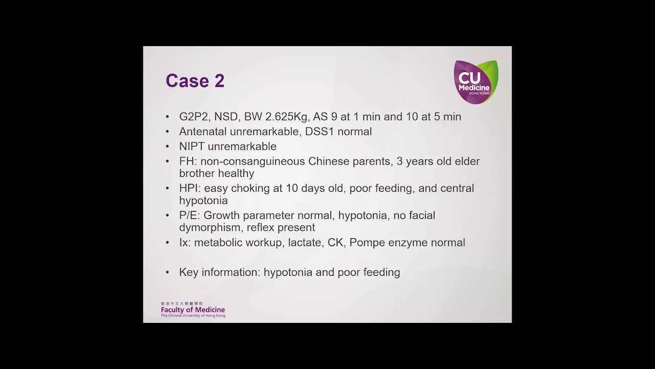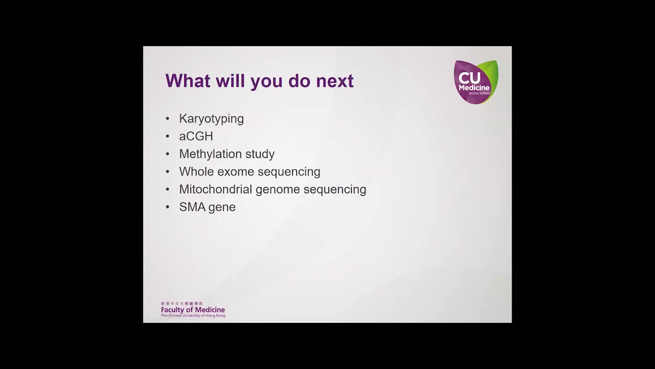So the key features for this patient are hypotonia and poor feeding. So we have to keep Duchenne and also Pompe in mind. We have checked that, which is normal. Then we have to work up the hypotonia. So what will you do next? You can see this list with karyotyping, array methylation testing, whole exome sequencing, whole genome sequencing, mitochondrial sequencing testing, and SMA gene. So SMA is another condition that we need to talk about in the whole lecture.